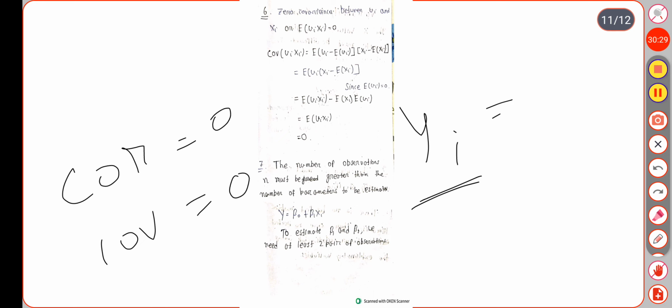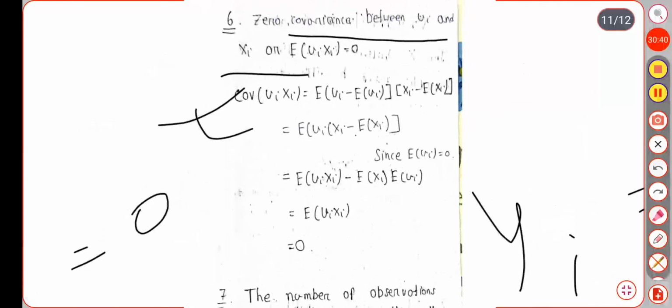So yi is depending upon the error term, right? But what about xi? Is it depending upon the error term? Obviously no. So I can say that there is no correlation between xi and the error term. And as I have said, if correlation is 0, that means covariance has to be 0. So I have to say that there is 0 covariance between the error term and xi. Mathematically you can show it here also.